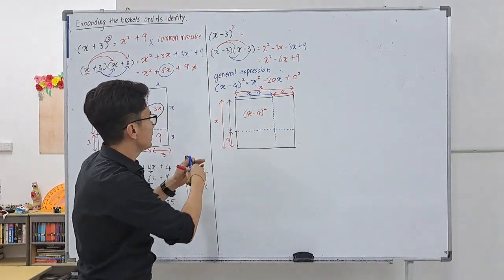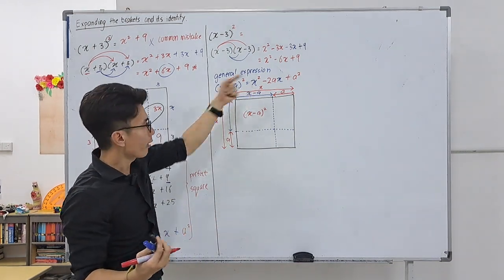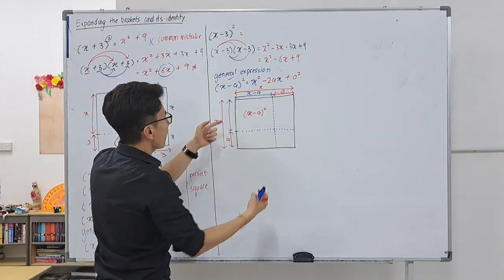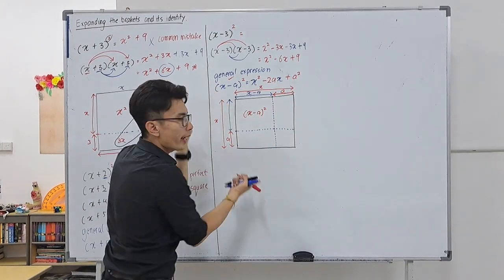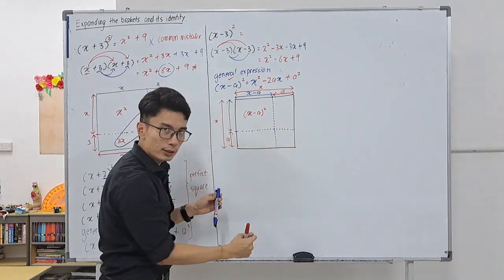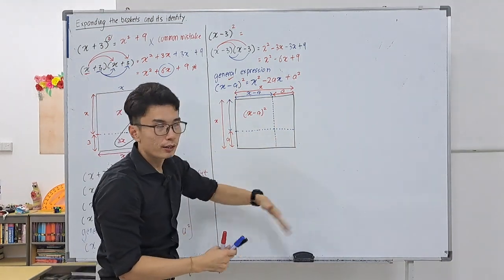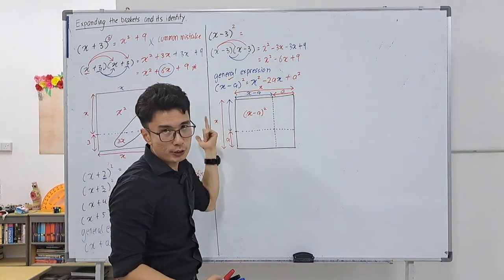Now we have found who this guy is already. Now who's this guy? x squared. All right. So where are my x? My x is here. My x is here. So x squared is the expression for this whole square. Can you see that? The big square, the whole square. That's x squared.